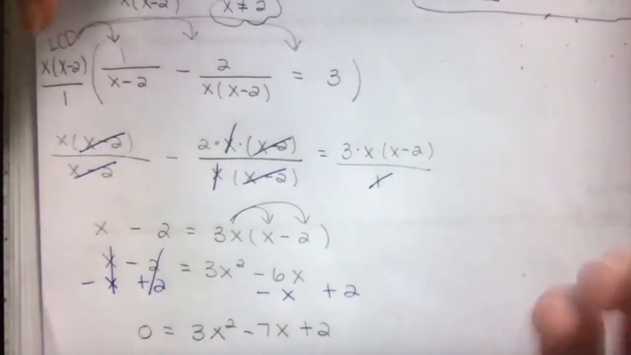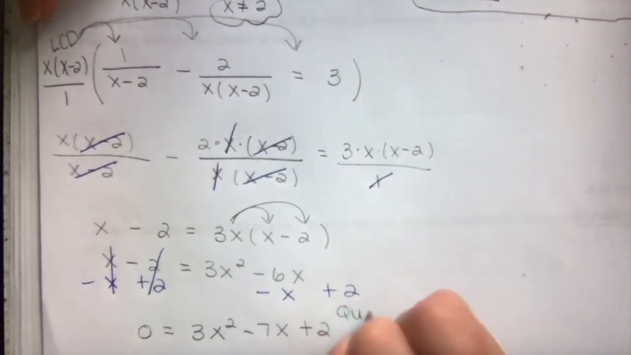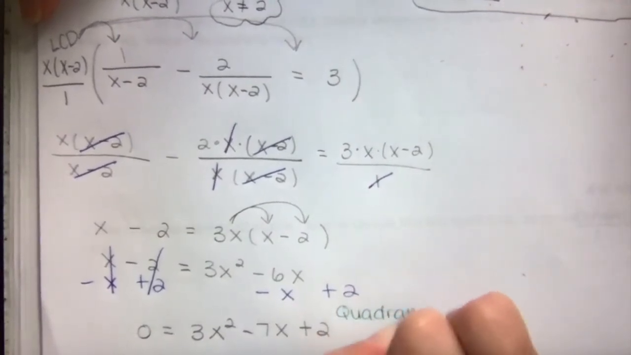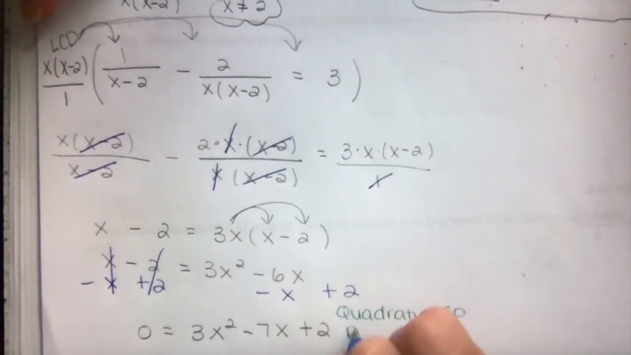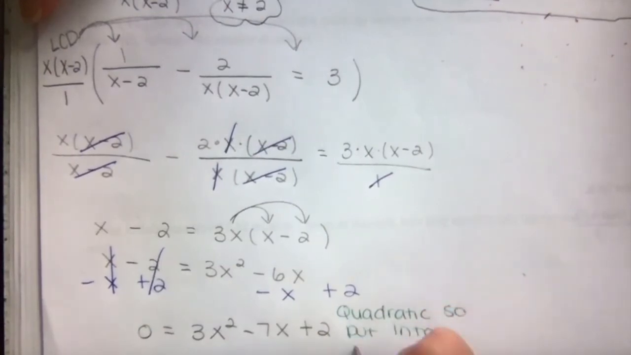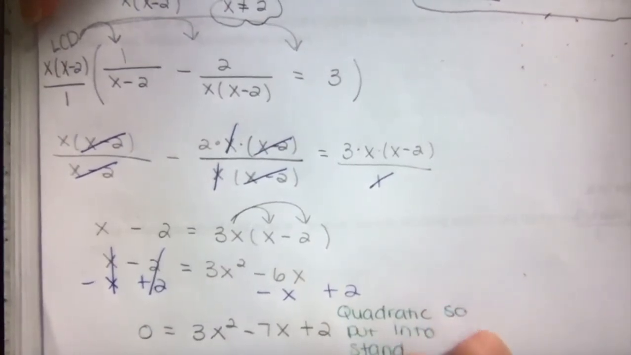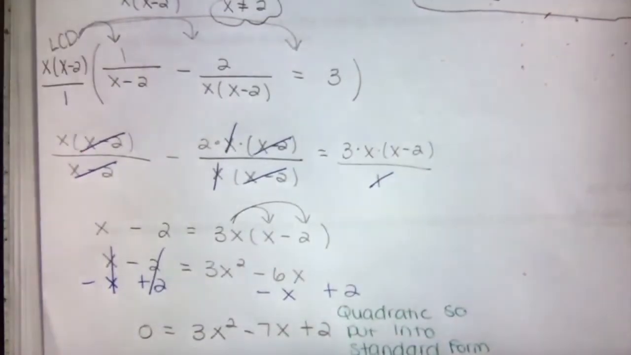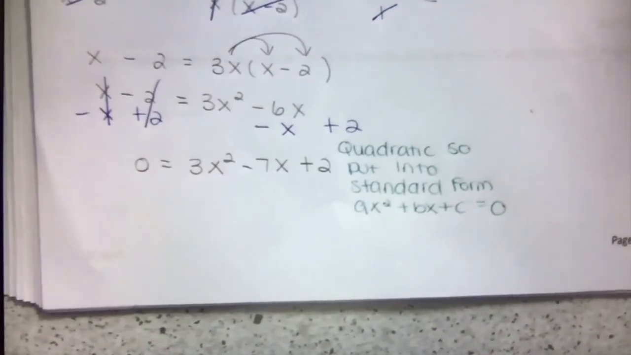So we had to, it's a quadratic, so we had to put it into standard form, which is ax squared plus bx plus c equals 0. When we have quadratic equations in standard form, how do I solve this? How do I get x equals?